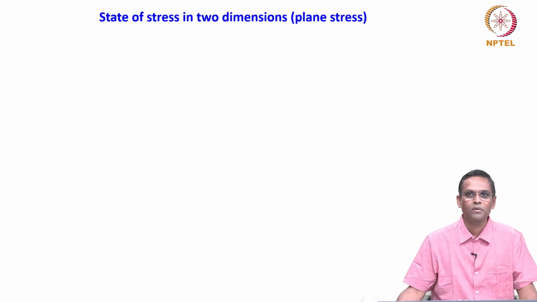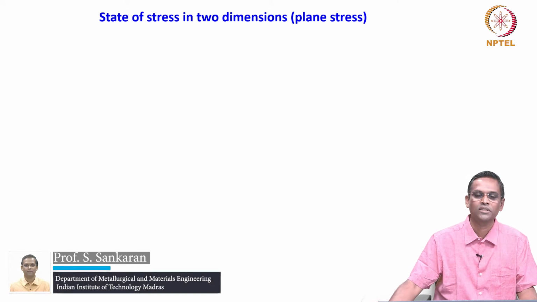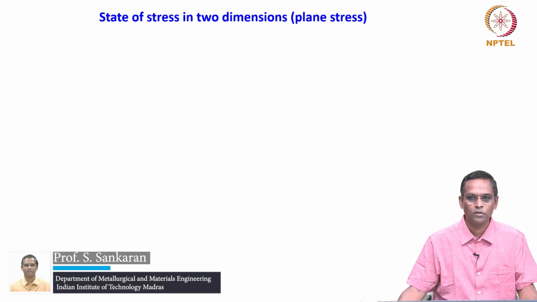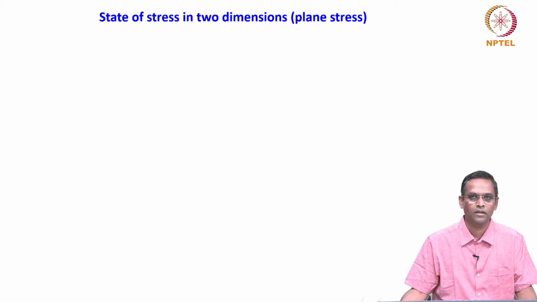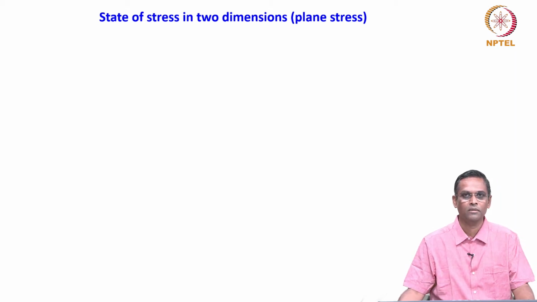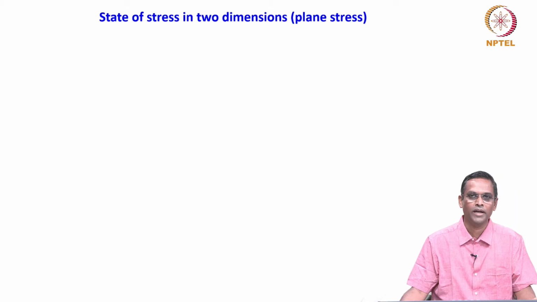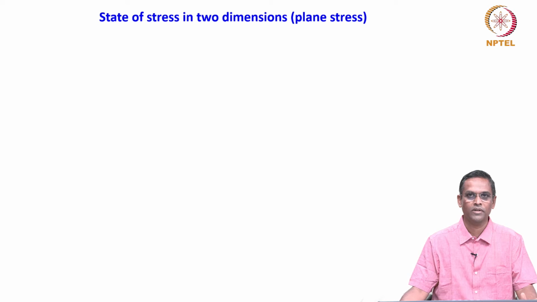Hello, let us continue our discussion on state of stress in two dimensions. What we have just looked at so far is that we tried to derive an expression for getting the principal stresses in plane stress condition, or in two dimensions, on an oblique plane. That means we are trying to find an equation which will help us to find the principal stresses as a function of any orientation. That's all we are trying to do.